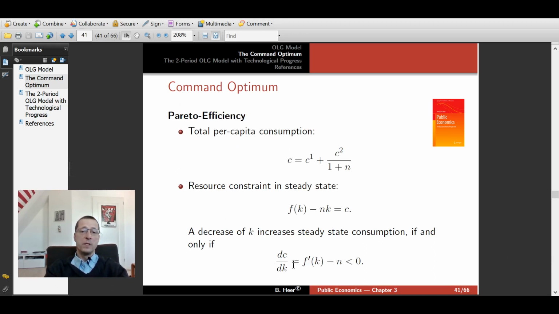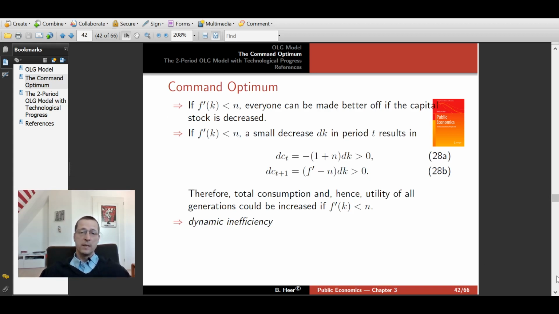What we have shown here is that in this case, if dk is smaller than 0, consumption goes up. So both during the one period of transition and in the new steady state where we have reduced the capital stock, consumption of all generations has increased, and therefore, of course, lifetime utility and welfare has increased. So in order to have Pareto efficiency, we must demand the opposite, that this derivative is larger than 0. Equally expressed, if f prime of k, the marginal product of capital, is smaller than n, everyone can be made better off if the capital stock is decreased, both in the first period of the transition and in the new steady state, and we have dynamic inefficiency.